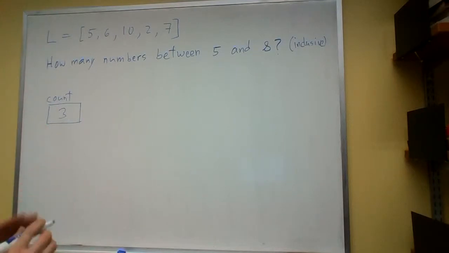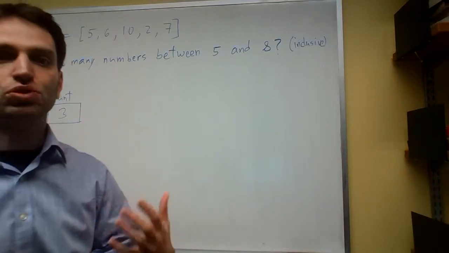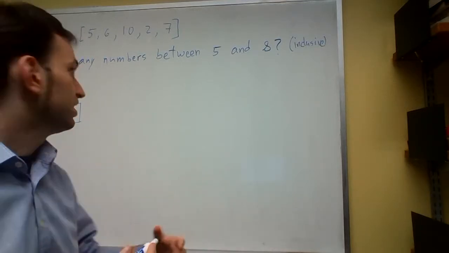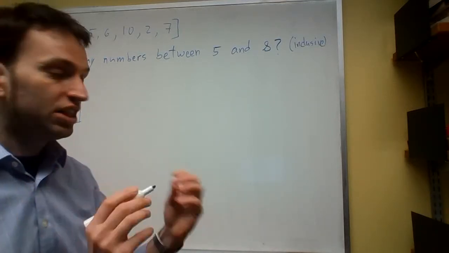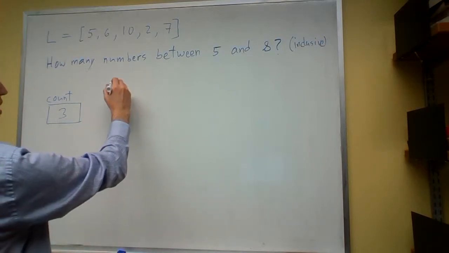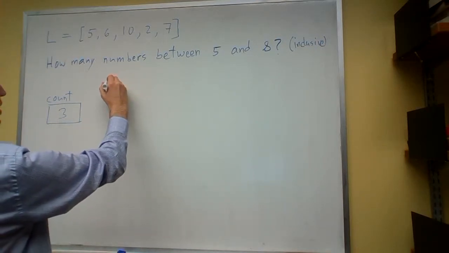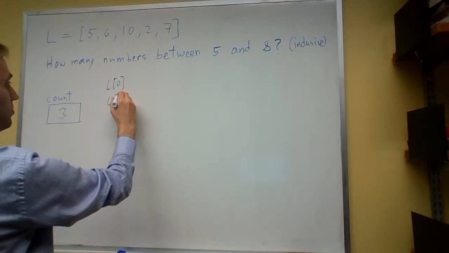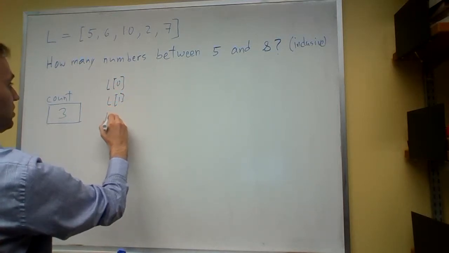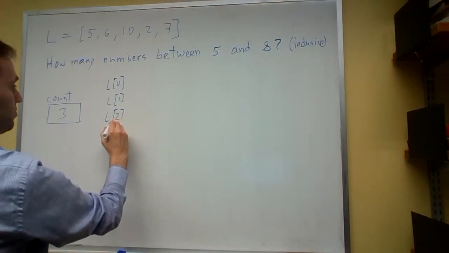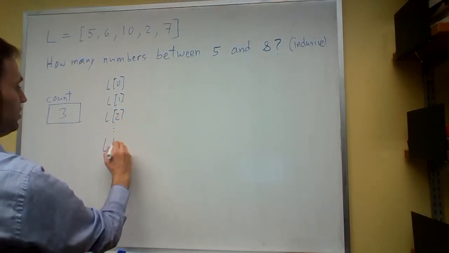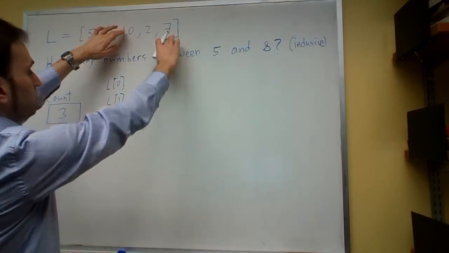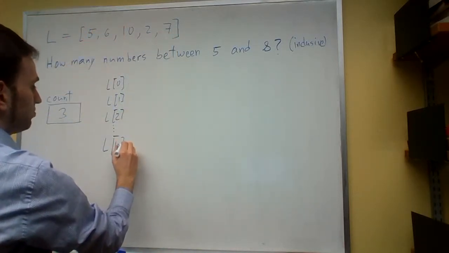Now, let's look at how to actually write code that performs this automatically. So what would be the idea? Here's the idea. I would look at each element in turn. So I'll look at L at 0, and I'll look at L at 1, and I'll look at L at 2, and so on, up until the last element. In this case, this would be 0, 1, 2, 3, 4. So up to L at 4.